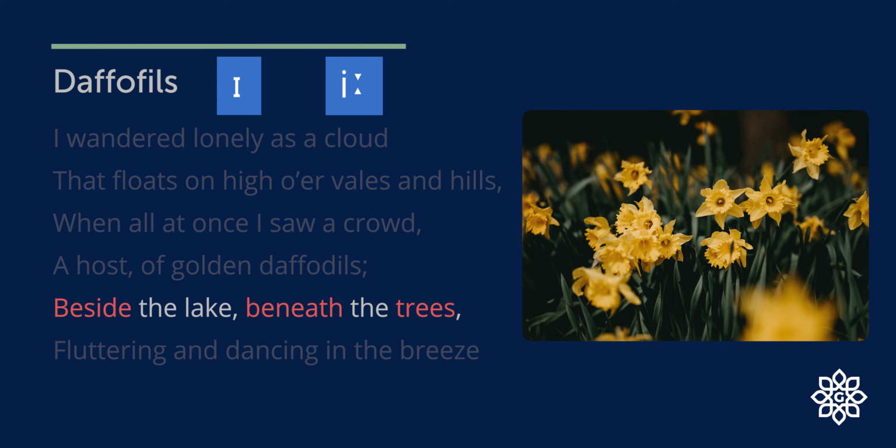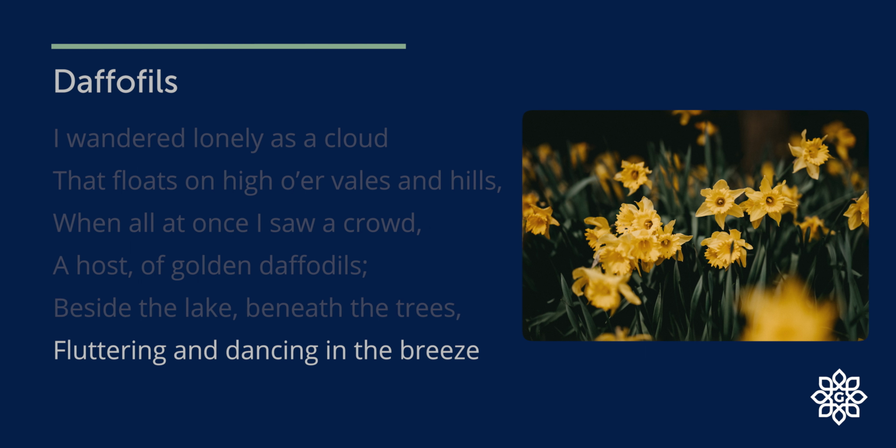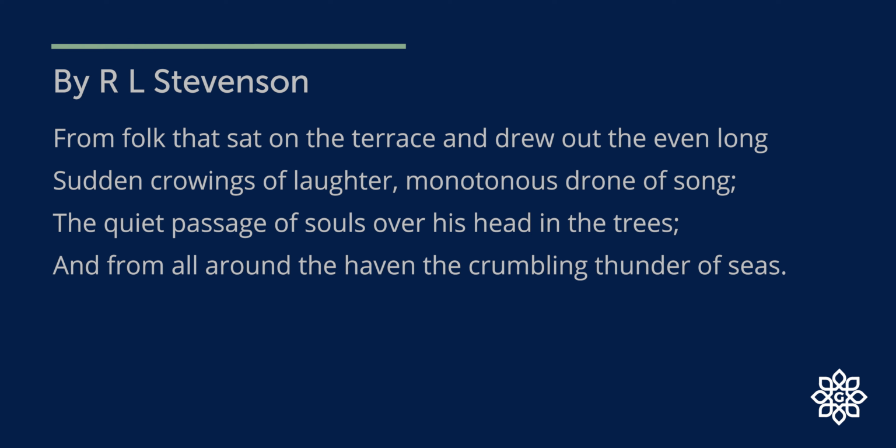Now, the last line, "fluttering and dancing in the breeze." Here, the pronunciation of I in fluttering and dancing is the same. Hence, these are assonance here. Now, let us look at another excerpt from a poem written by R.L. Stevenson. "From folk that sat on the terrace and drew out the even long, sudden crowings of laughter, monotonous drone of song, the quiet passage of souls over his head in the trees, and from all around the heaven, the crumbling thunder of seas." Now let us find out the assonance words here.